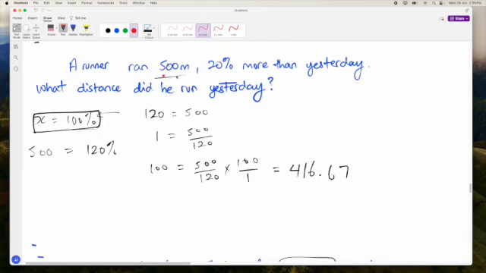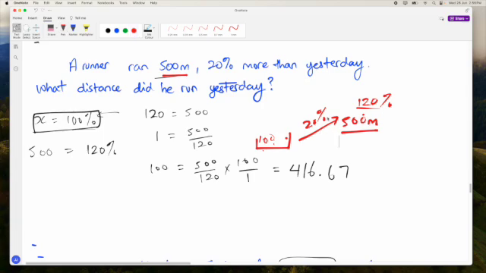A runner ran a distance of 500 meters, 20% more than yesterday. What distance did he run yesterday? So that is interesting. So today he ran 500 meters, which is 20% more than what he ran yesterday. And so you can see that if we take what he ran yesterday as 100, today we can see that he ran 20% more than the 100, 120%, which would represent 500 meters.